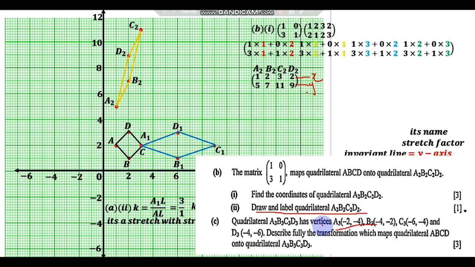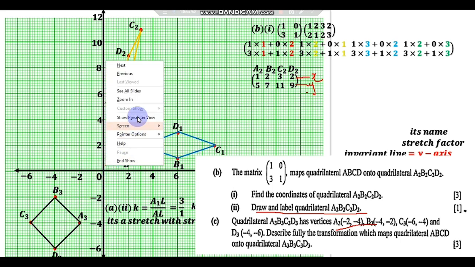So let us plot. A3, we have negative 2, comma 4. So negative 2, comma 4 is right here. Okay, this is A3. Then B3 is negative 4, comma negative 2, which is right here. That is B3. C3, negative 6, comma negative 4, right here. Then D3, negative 4, comma negative 6, which is right here. Okay, let us connect these points.